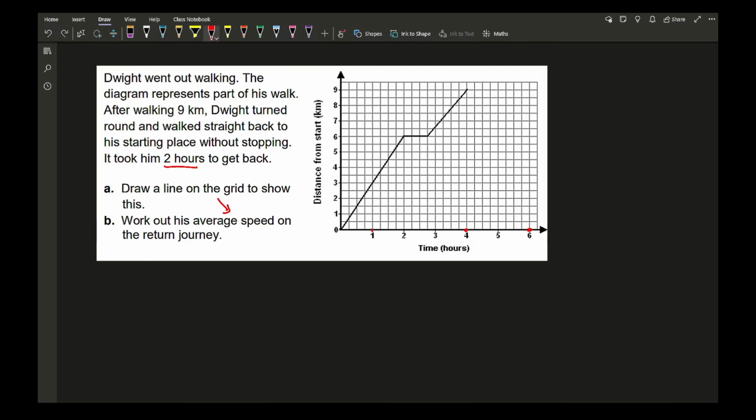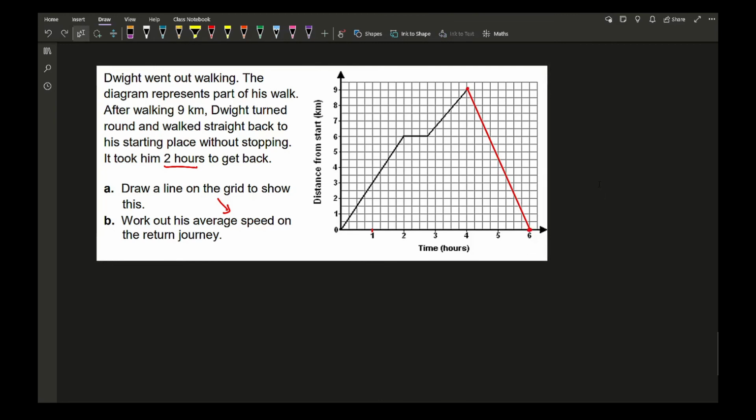So what I need to do is join that point there. I'm traveling 2 hours, so I'm going to try and use a ruler and show good practice in using a ruler. And we're just going to connect those points up, and there we go. And there is my return journey.